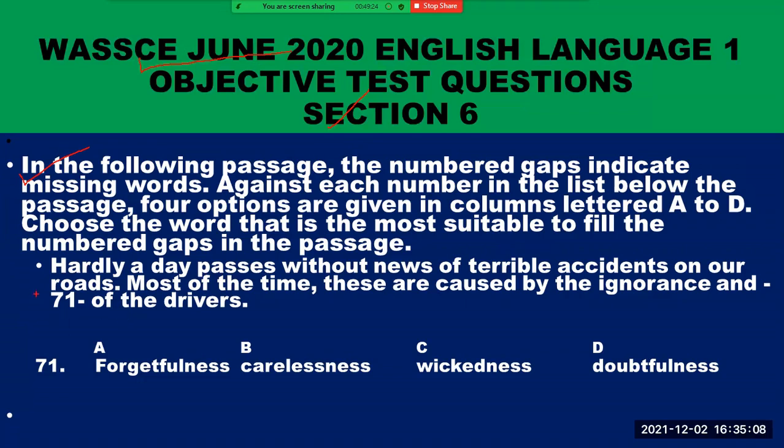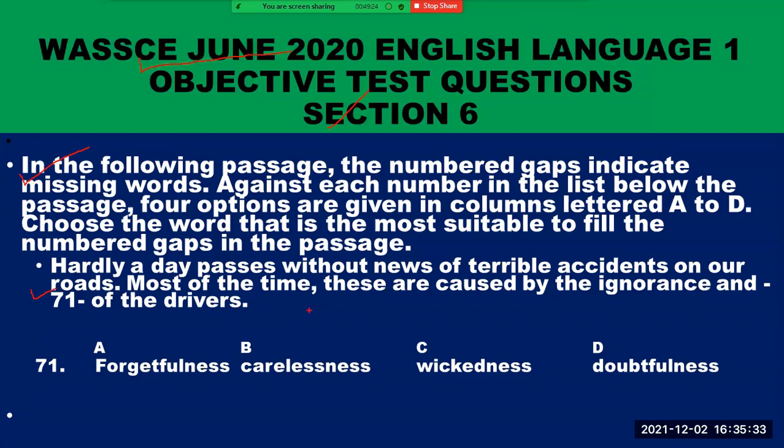All right, so let's read this. Hardly a day passes without news of terrible accidents on our roads. Most of the time, these are caused by the ignorance and dash of the drivers. So we are looking for a word associated with motor accidents or motor transportation, all right?